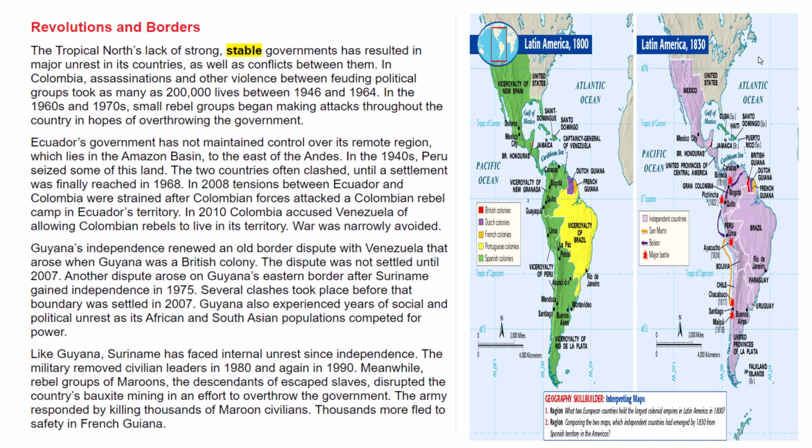Like Guyana, Suriname has faced internal unrest since independence. The military removed civilian leaders in 1980 and again in 1990. Meanwhile, rebel groups of Maroons, the descendants of escaped slaves, disrupted the country's bauxite mining in an effort to overthrow the government. The army responded by killing thousands of Maroon civilians. Thousands more fled to safety in French Guiana.